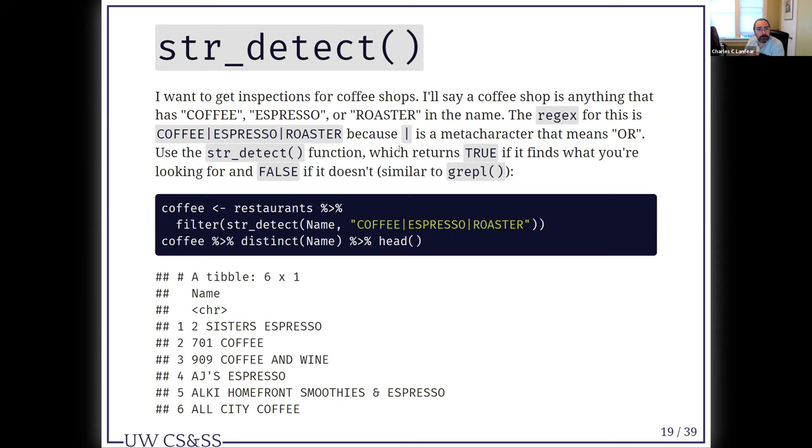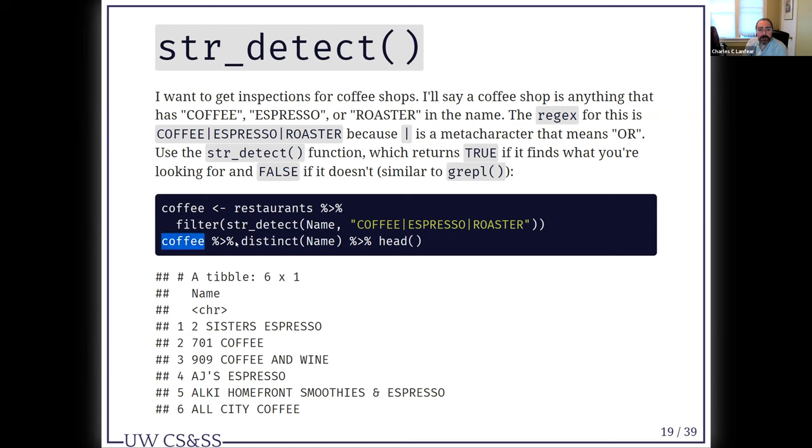So anyway, I'm going to create this coffee data frame. I'm going to assign to it the restaurant data, and then filter down to the rows that indicate coffee shops. To do that, I'm going to use the stringr function str_detect. str_detect takes a vector containing character data and a single regular expression, and returns TRUE if it finds any match for this regular expression, and FALSE if it does not. So it goes through every one of the 258,000 names in my data frame, and if it finds the word COFFEE in all caps, or ESPRESSO, or ROASTER, it returns TRUE, resulting in a data frame subset down to rows containing coffee, espresso, or roaster. Everything else gets dropped.